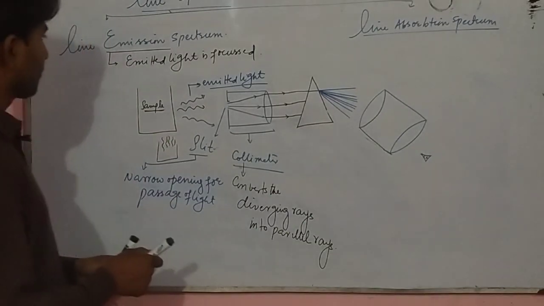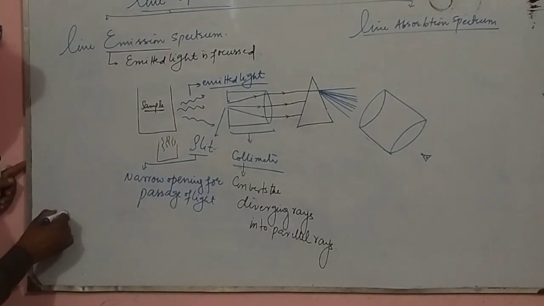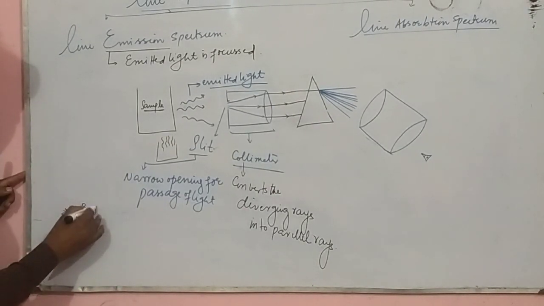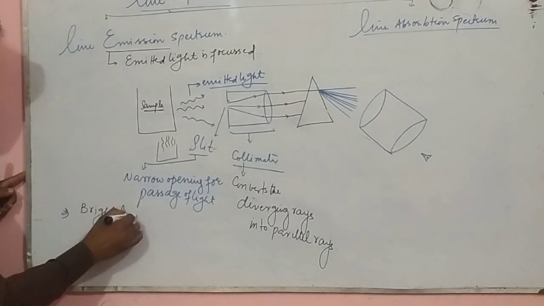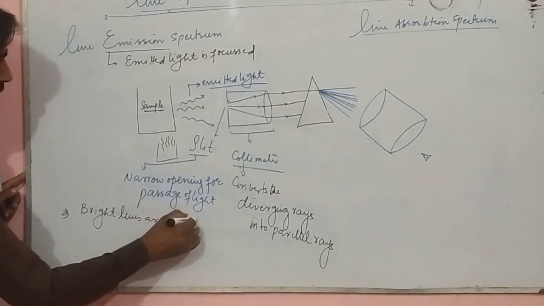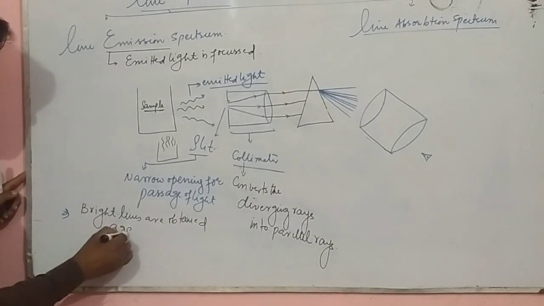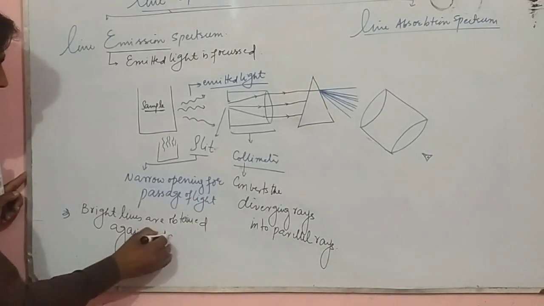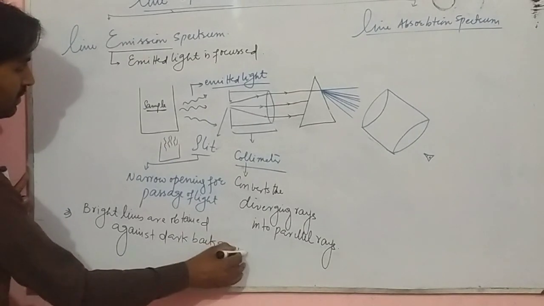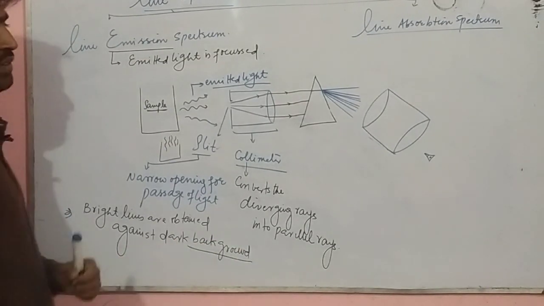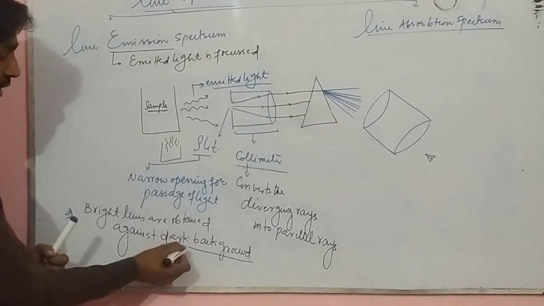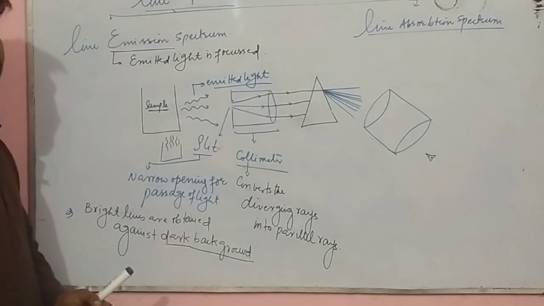So we can take line emission spectrum. In line emission spectrum, bright lines are obtained against a dark background. The dark background means the region where there is no light present. Dark background means unavailability of energy.